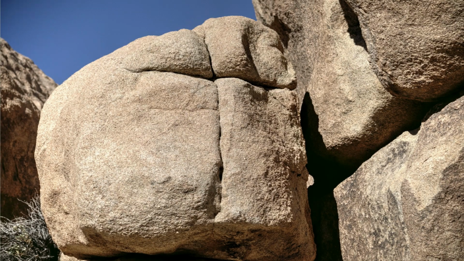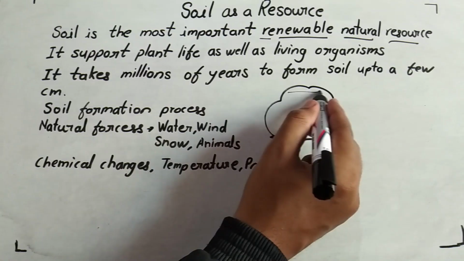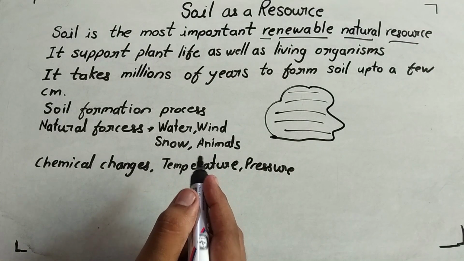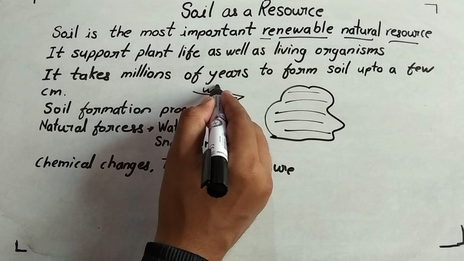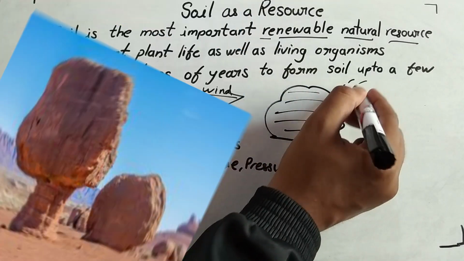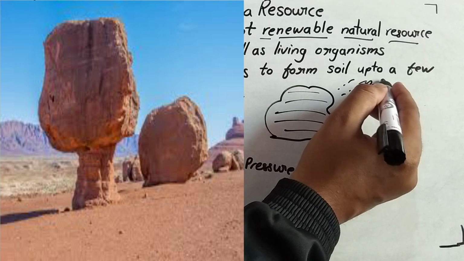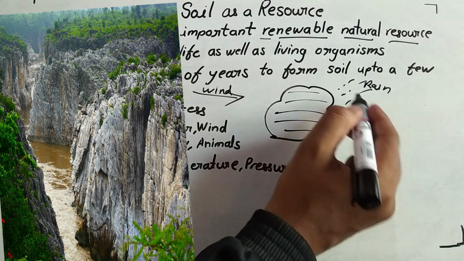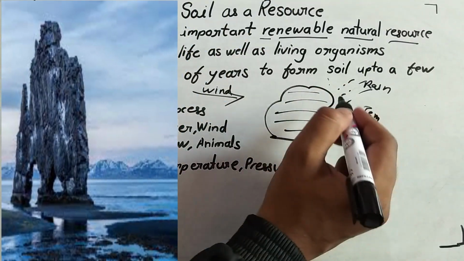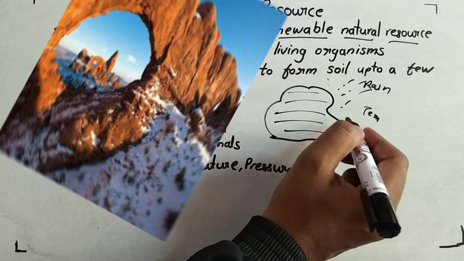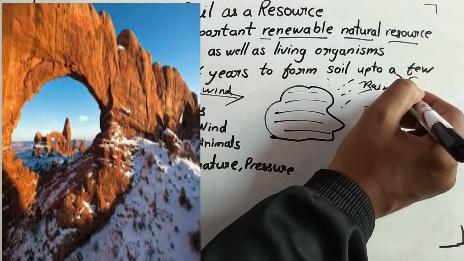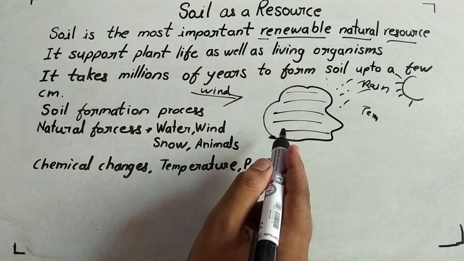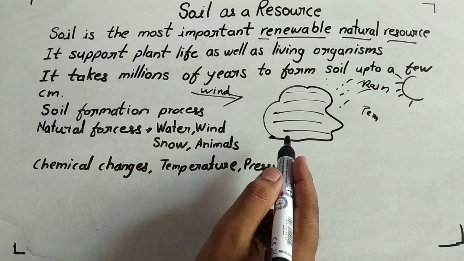Suppose this is a rock. Please bear with my paintings. This rock is exposed to natural forces such as wind, rain, which means water, or temperature. Sometimes we find snow falling. It is cold at night and hot in the day. This rock is exposed to various natural forces: water, wind, snow and animals.